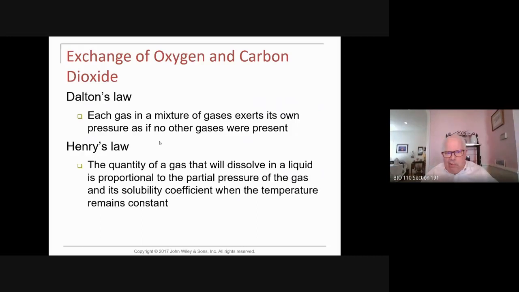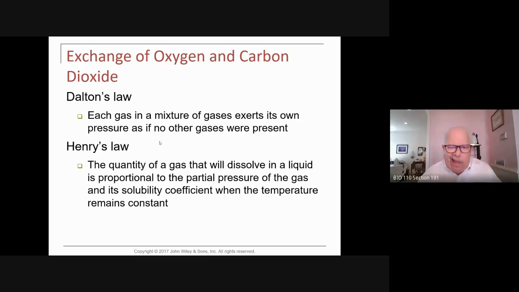We talked about Boyle's law. Boyle's law is volume over pressure. When the volume decreases, the pressure must increase. When the pressure increases, the volume must decrease. There are two other laws. Dalton's law says that each gas in a mixture of gases exerts its own pressure as if no other gases were present.